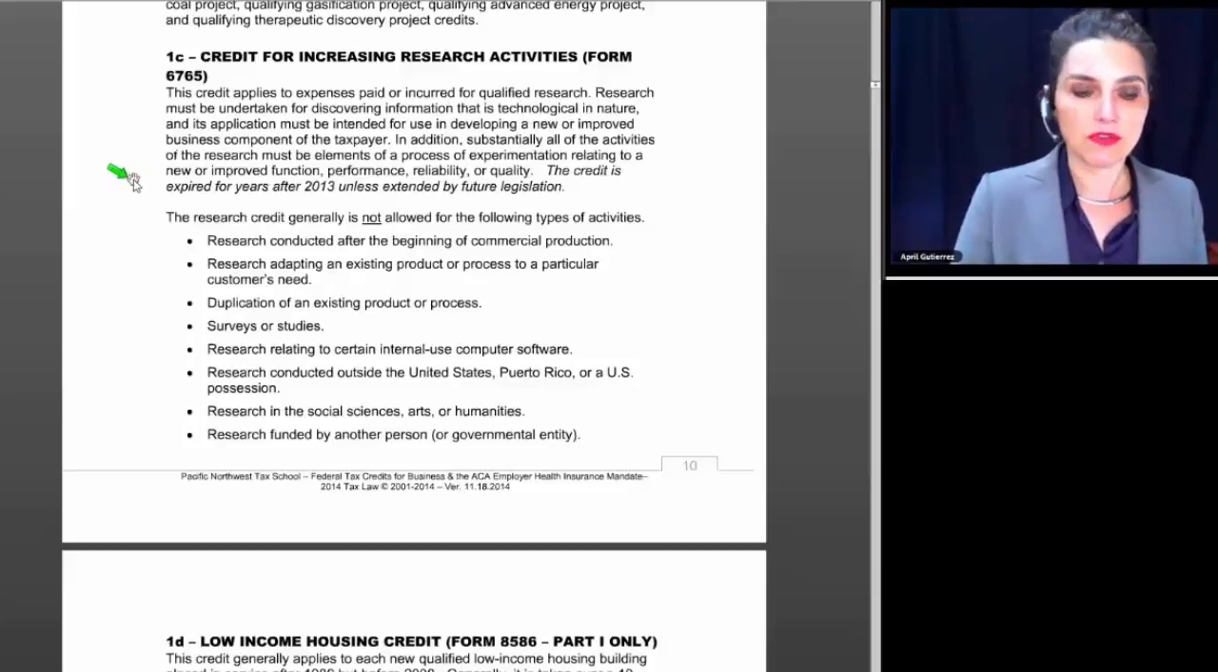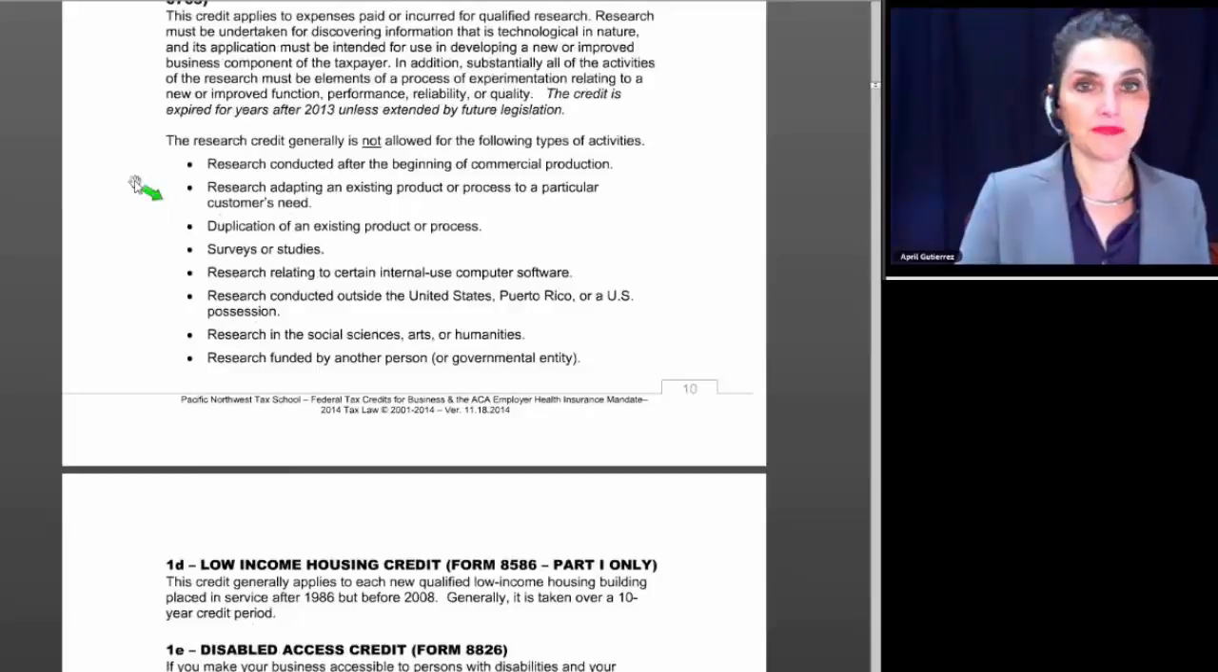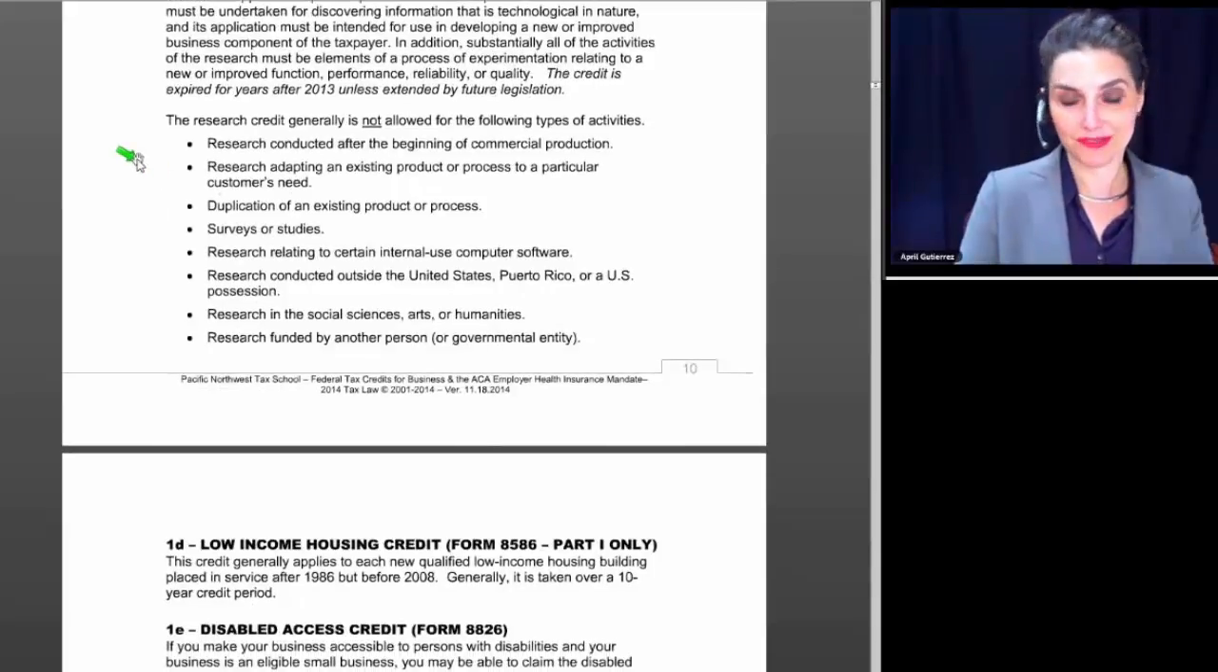This is one of the credits that has expired for tax years after 2013 unless it is extended by future legislation, and there is some belief out there that that will in fact happen. Perhaps not this year, maybe it'll come back for 2014, who knows?